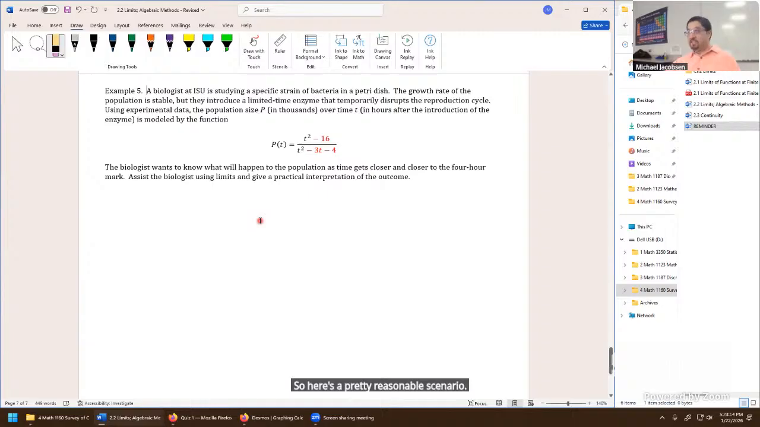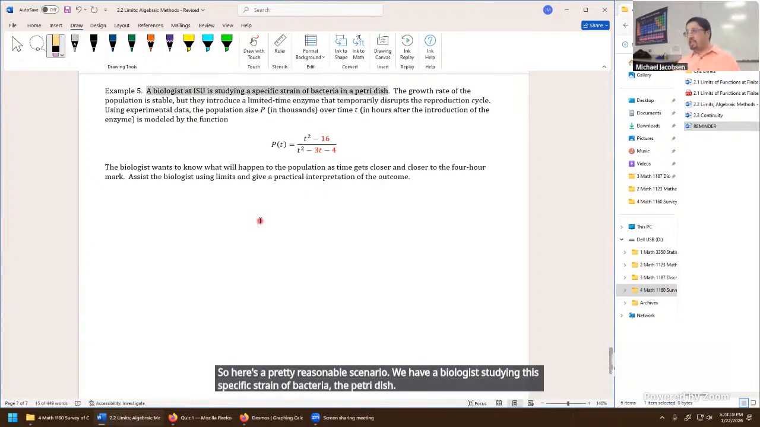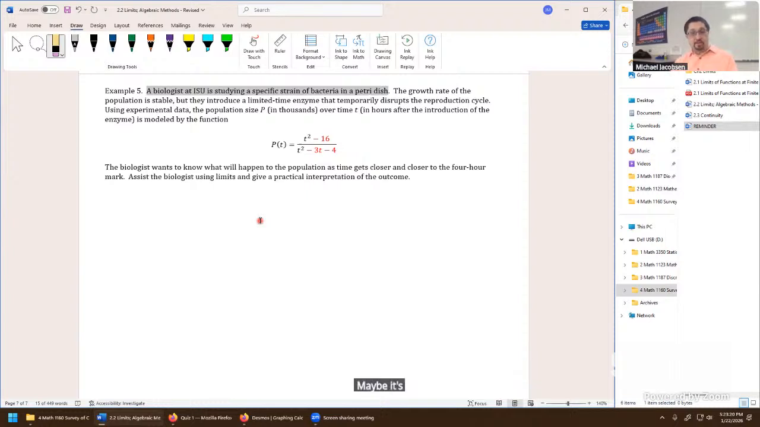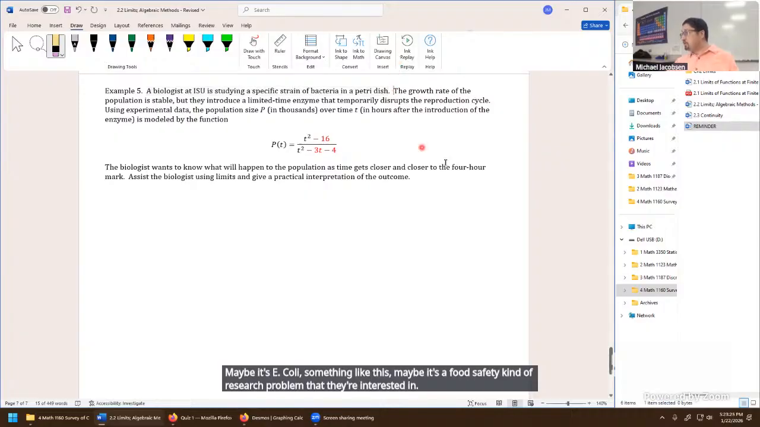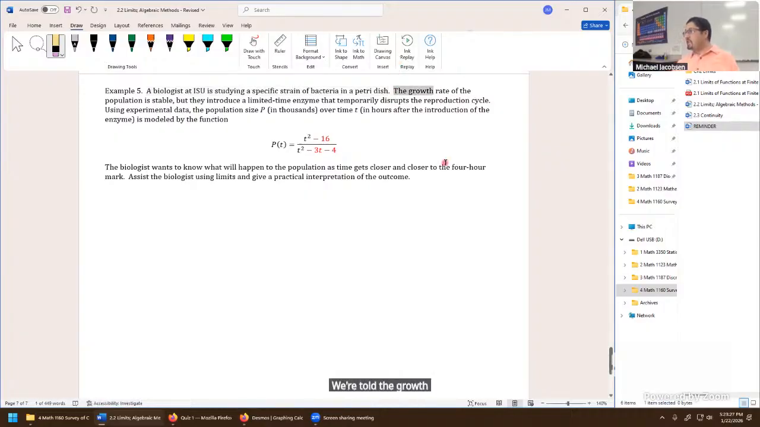We have a biologist studying a specific strain of bacteria in a petri dish. Maybe it's E. coli, something like this. Maybe it's a food safety kind of research problem that they're interested in. We're told the growth rate of the population is stable. Oh, by the way, a petri dish is just a little dish of gelatin-type growth material where the bacteria is going to grow, if you're curious.